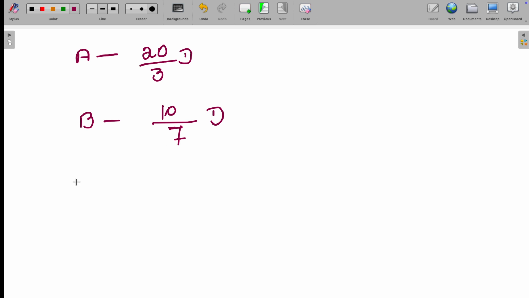Okay, then how many days can A plus B do the work? Same thing: whenever you have a fraction, no worry about the denominator. Only take the numerator LCM. Can you tell what is the numerator LCM? 20 and 10? 20. LCM is 20.